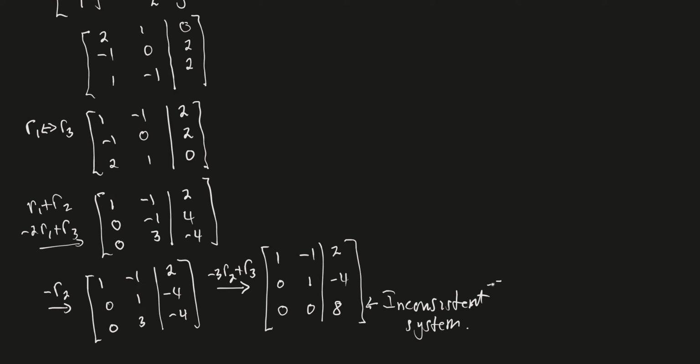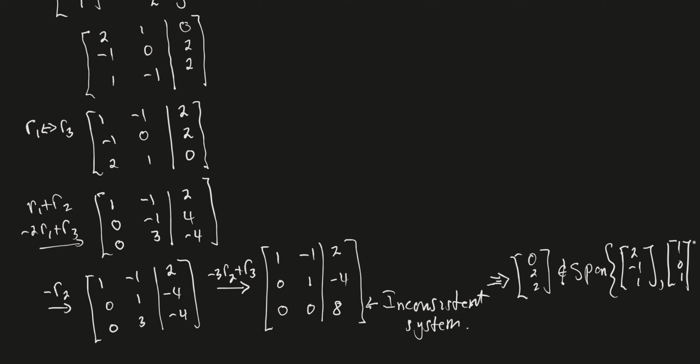So this implies that the vector 0, 2, 2 is not an element in the span of, or let me write it like this. Right, so no matter what scalars I use, I wouldn't be able to start with these two vectors, the 2, -1, 1, and the 1, 0, 1, right? And generate this one, right?